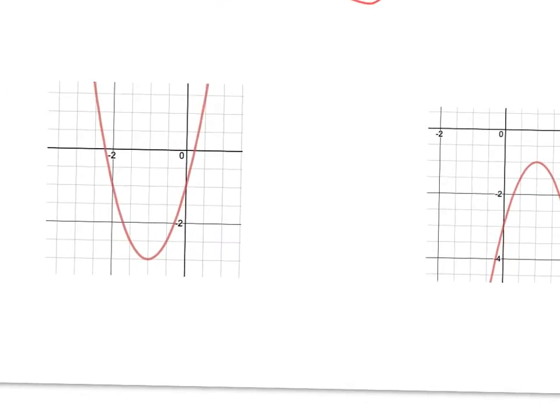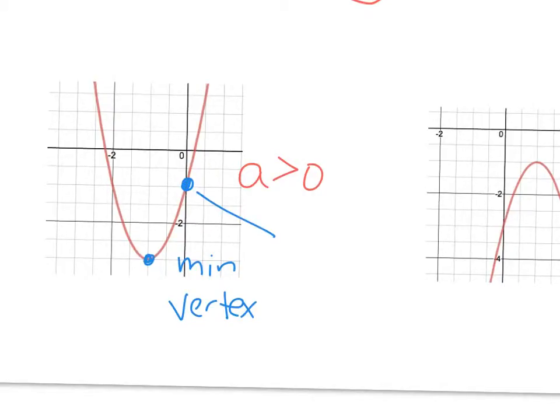So let's finish up here and just identify some things. This is called the minimum. It's also the vertex, or the vertex is a minimum. In this case, a is greater than 0 because it's going up. Right here, this is my y-intercept. Therefore, it is also my c.